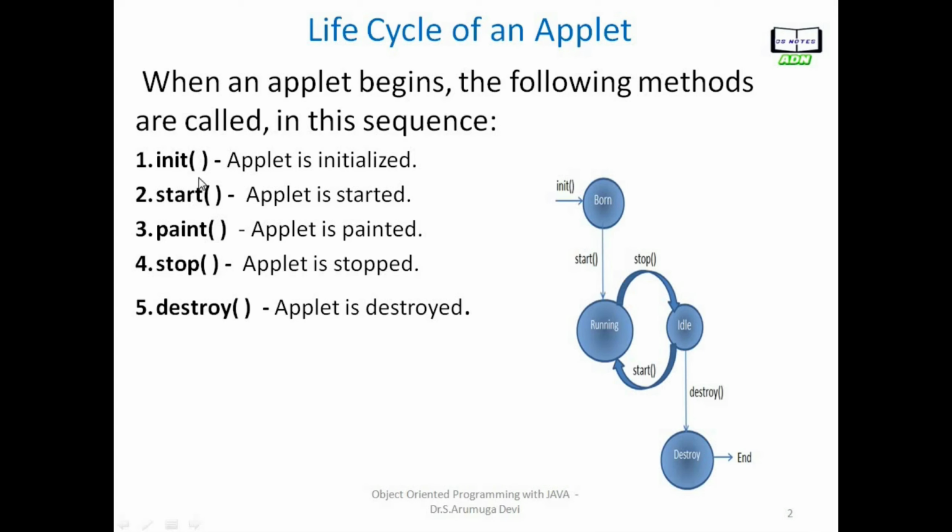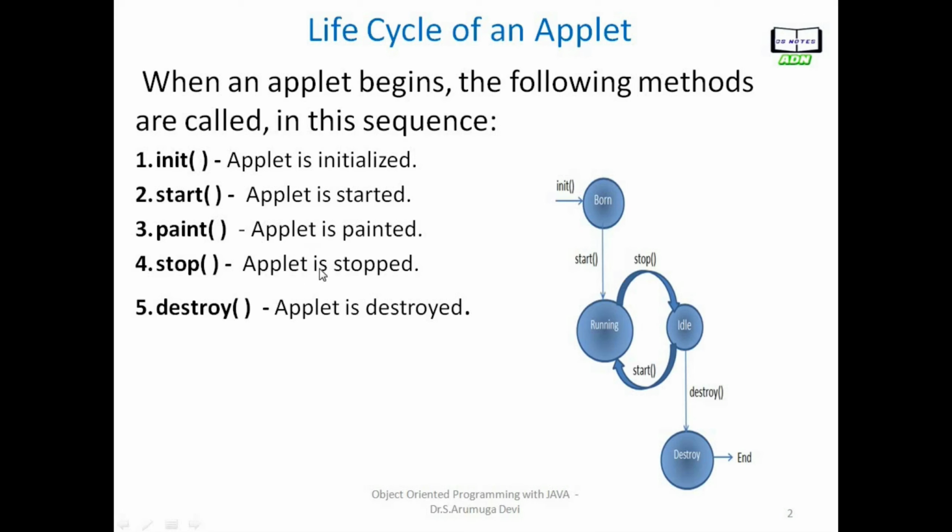After the init method, in the lifetime of an applet, the init method is called only once. Next it calls the start method. It actually contains the code and starts the execution of the applet. Next is paint. Whenever the applet is restarted, at that time paint is called. Stop temporarily pauses the applet.